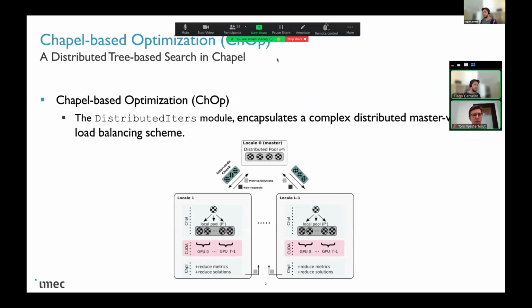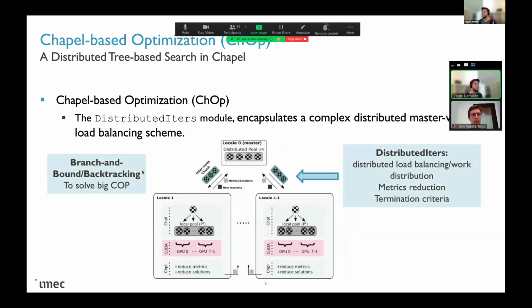We have an application called Chapel-based optimization. It's a distributed tree-based search for solving combinatorial optimization problems. Depending on the problem, it's backtracking or it's a branch and bound, okay? The distributed version of it is built on the distributed iterators module. So we don't have to implement the load balancing, work distribution, metric reduction, termination criteria, which is handy because this saves something like 2,000 lines for us, and we don't lose a lot of performance.